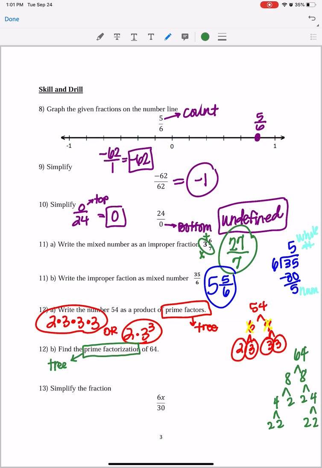So I'm not looking at this 4 or this 8 or this 8 or this 4 because it's already been broken down. So I have these 2s here, my prime numbers. So this is either 2 times 2 times 2 times 2 times 2 times 2, or 2 to the 6th. Okay, either of those are great answers as well.